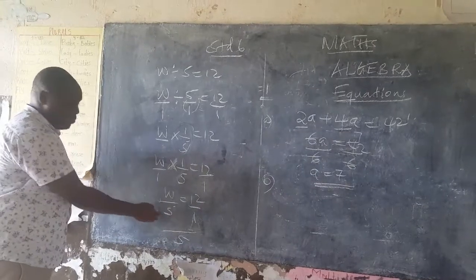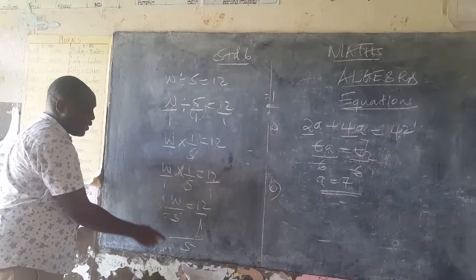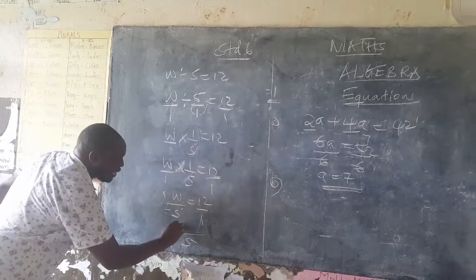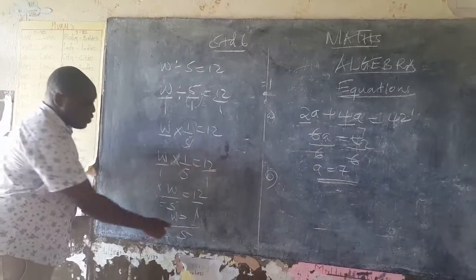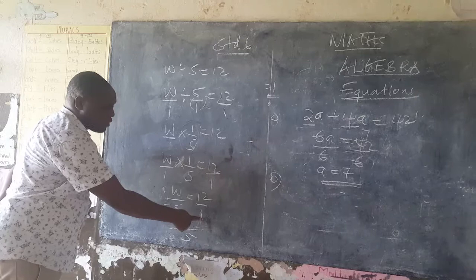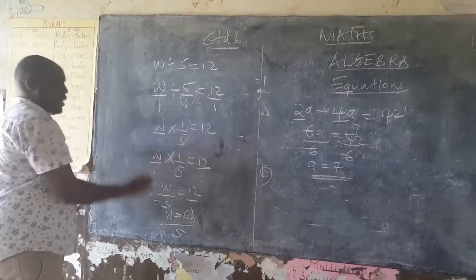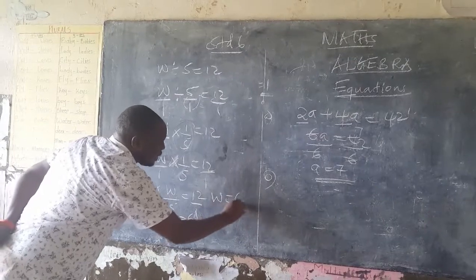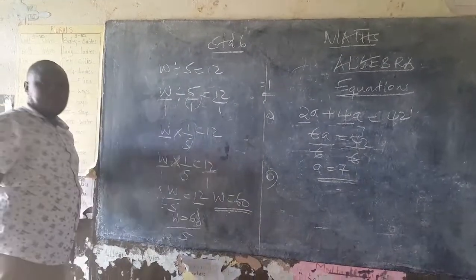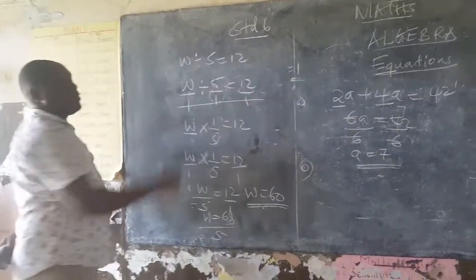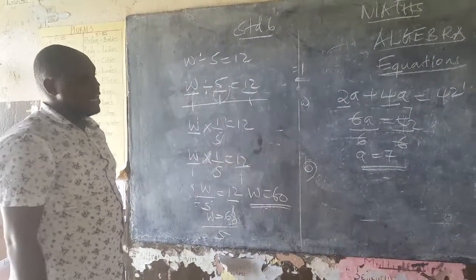5 divided by 5, remember I told you we divide, then we multiply. 5 divided by 5 is 1. 1 times W is equivalent to 5 divided by 1, which is 5, times 12. That's going to give you 60. So our W in this case is going to be 60. It is true, if you take 60 divided by 5, it is 12. So that's how we get it, learner.